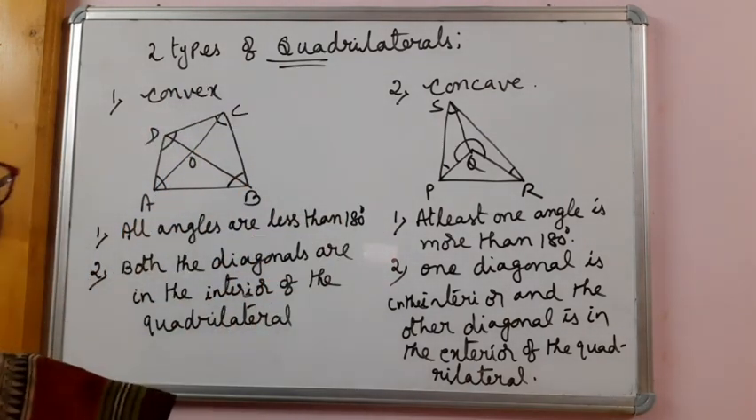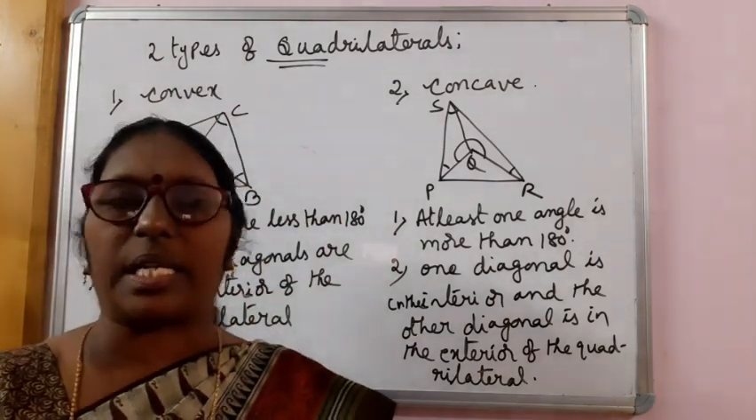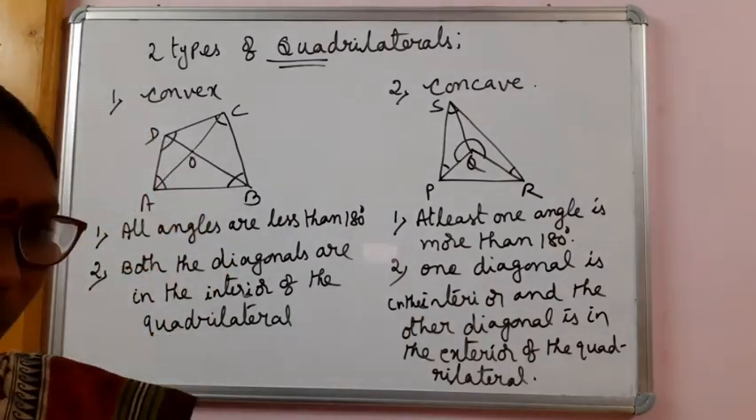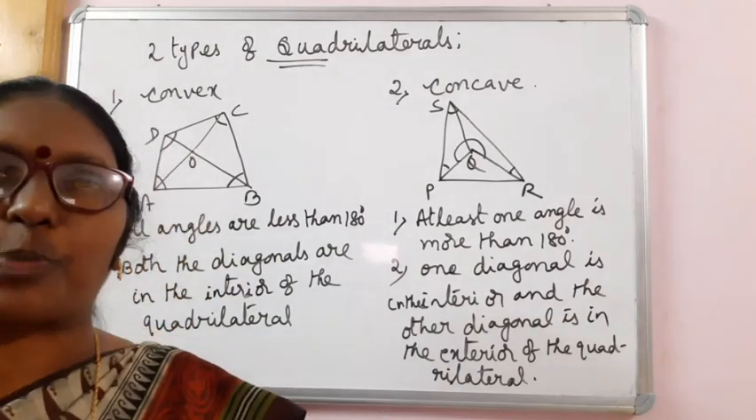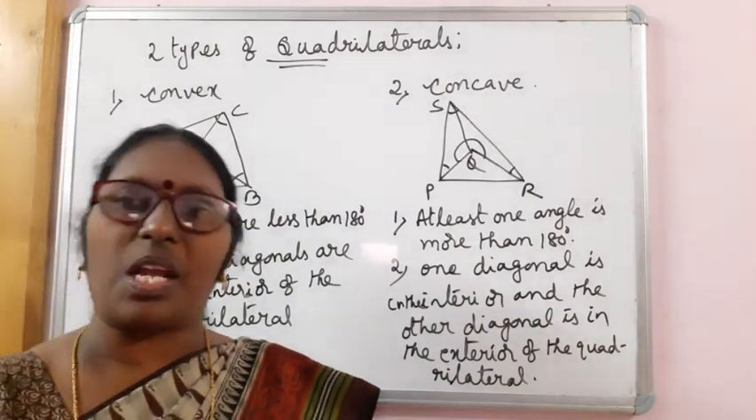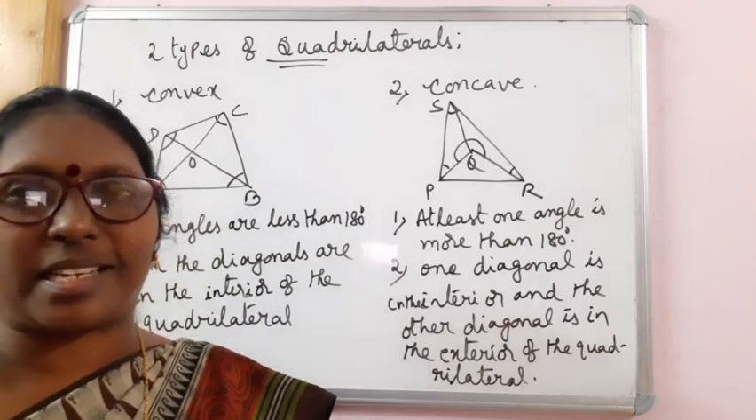And you are going to learn about different properties of quadrilateral, the angle sum property of a quadrilateral, and the relations between them. There are different special types of quadrilaterals, which you are going to learn in the next classes.